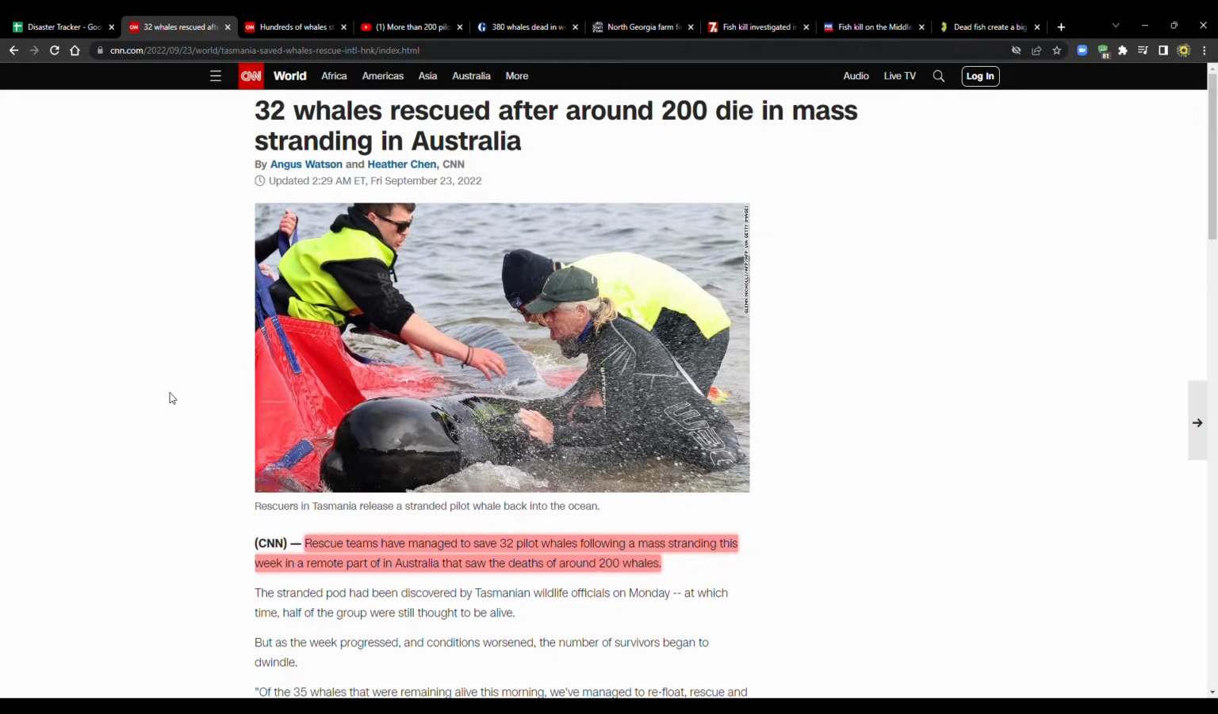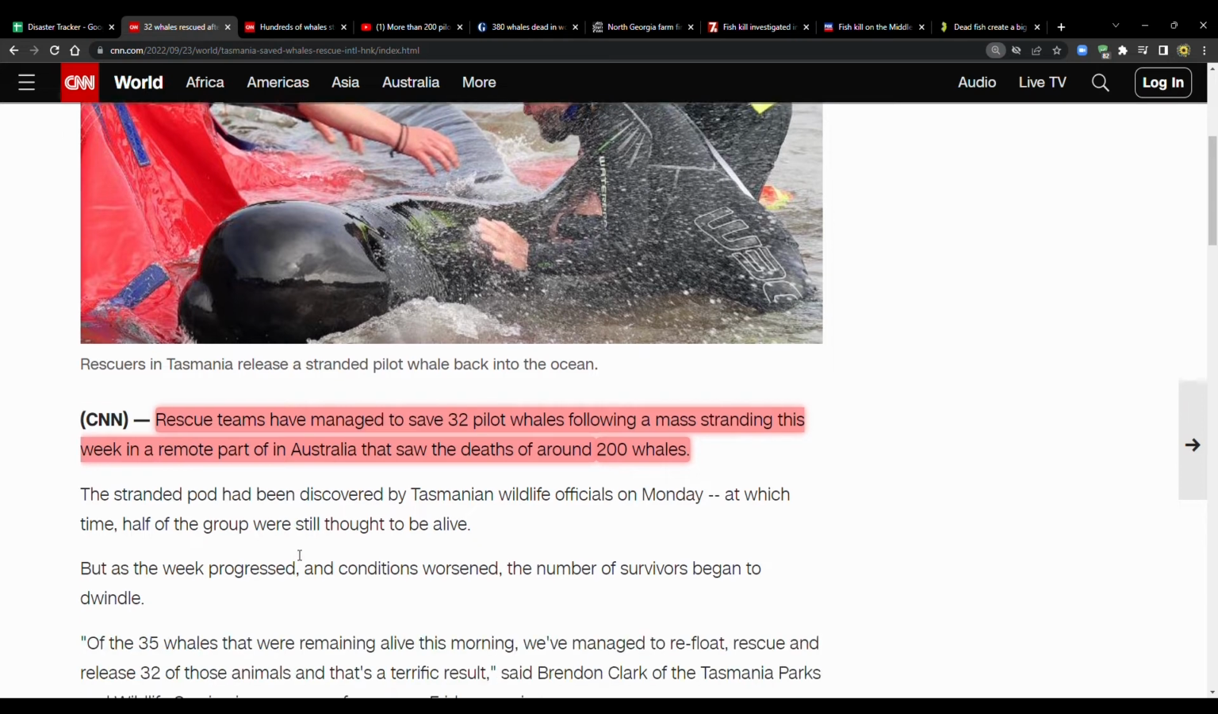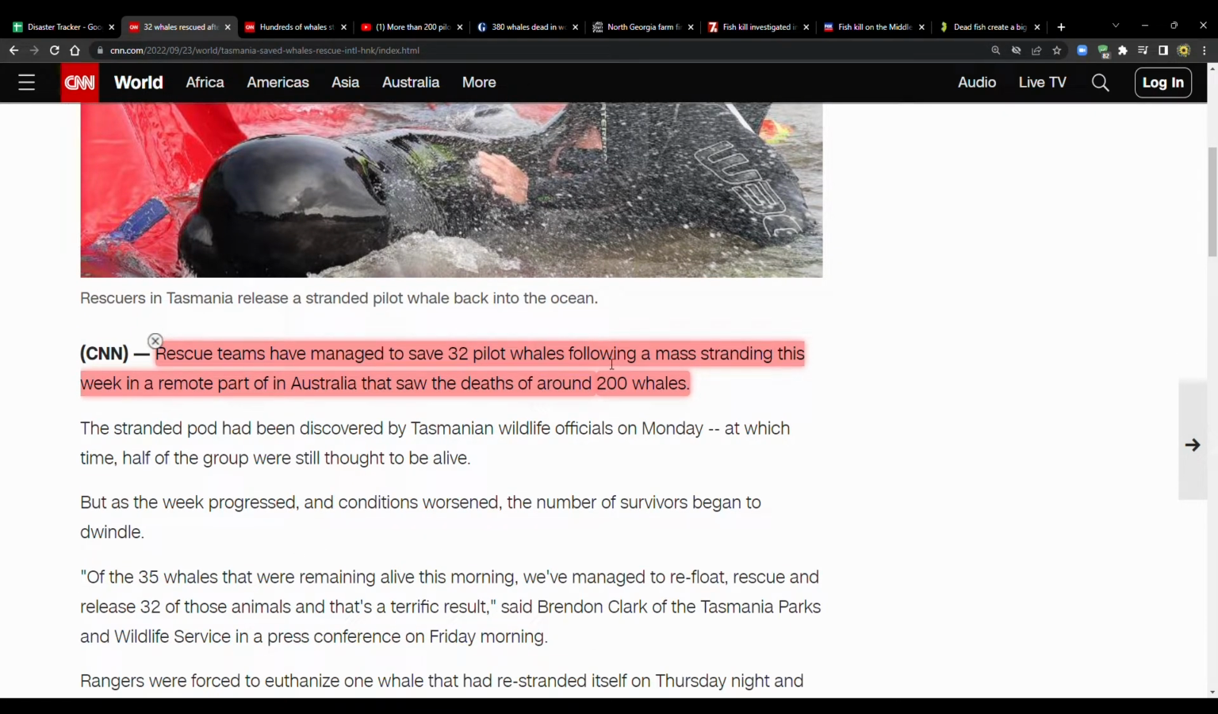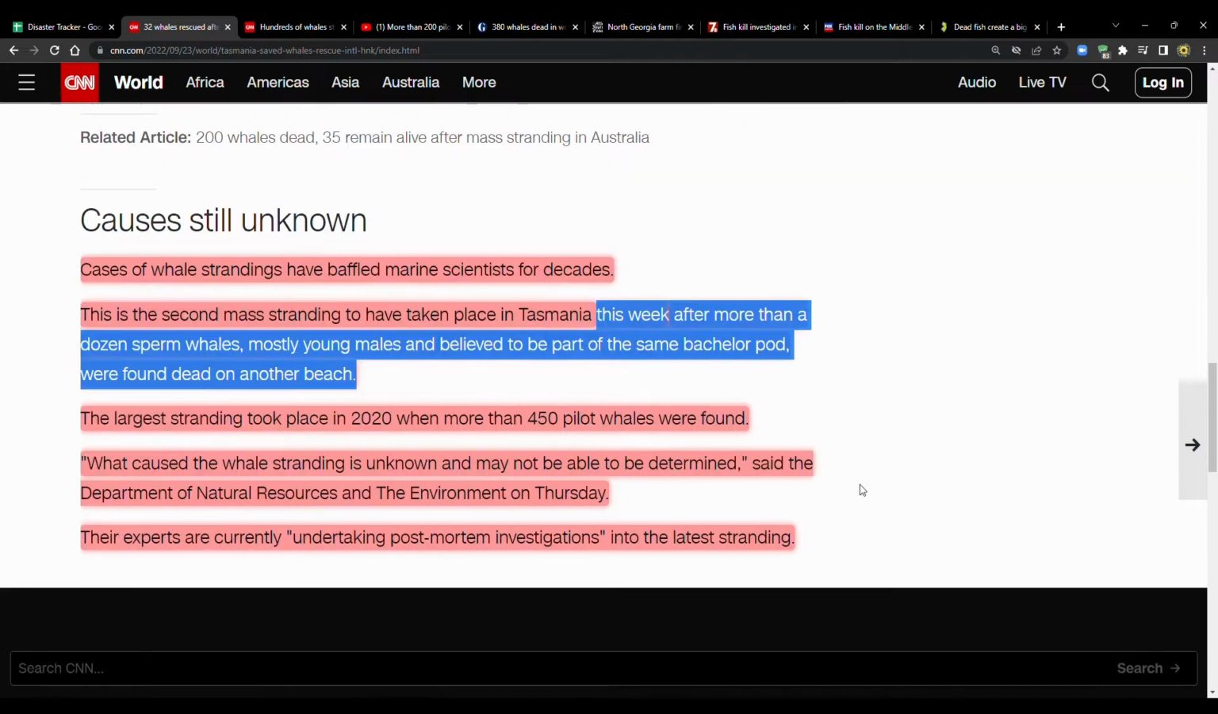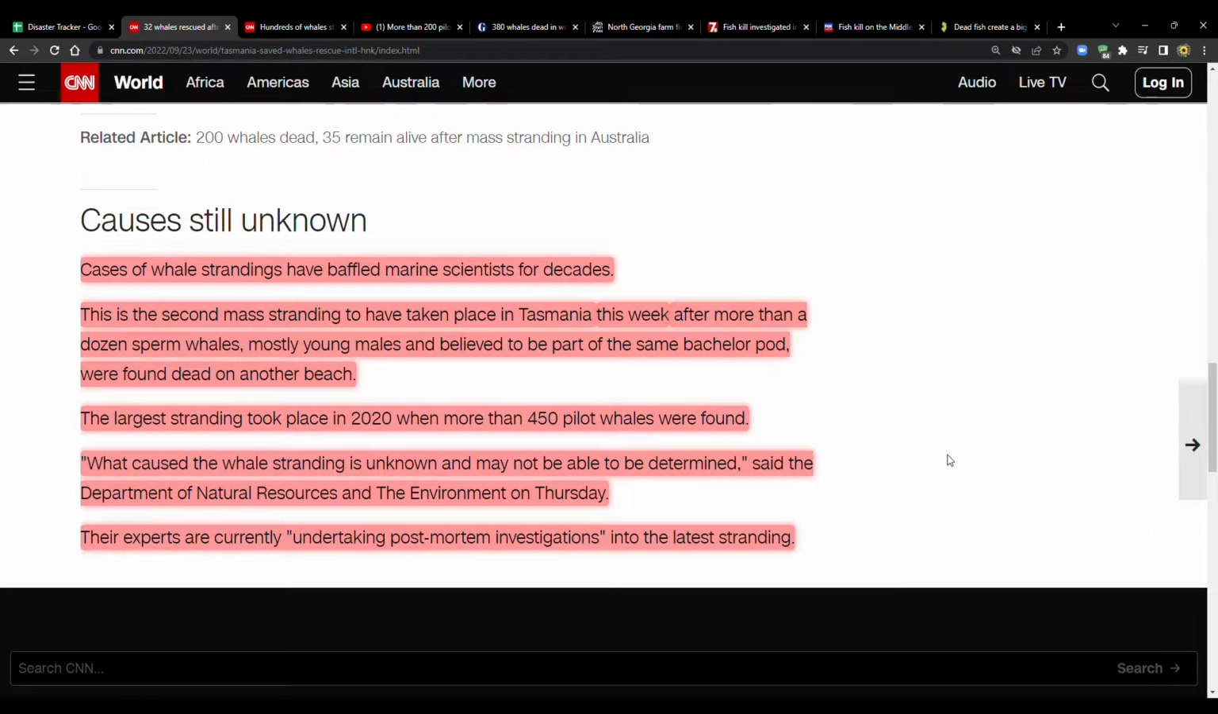So most recently, this is CNN: 32 whales rescued after 200 die in mass stranding in Australia. Rescue teams have managed to save 32 pilot whales following a mass stranding this week in a remote part of Australia that saw the deaths of around 200 whales. That is a lot. Here you see rescue efforts. Cause is still unknown. Cases of whale strandings have baffled marine scientists for decades. This is the second mass stranding to have taken place in Tasmania this week after more than a dozen sperm whales, mostly young males, and believed to be part of the same bachelor pod, were found dead on another beach.